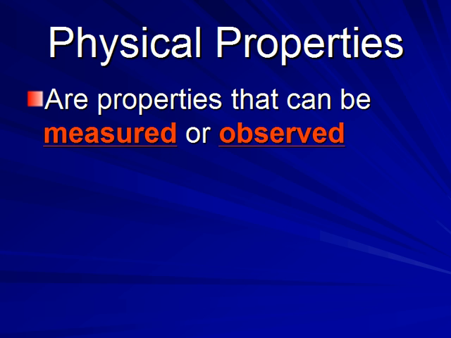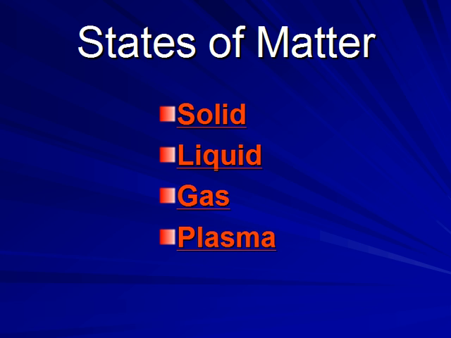Now, that was chemical properties. Physical properties are properties that can be measured and/or observed. So you can see what color some of the elements are. You can observe certain properties. These are called physical properties. One example of a physical property is the state of matter. Whether something is a solid, liquid, gas, or plasma, you can observe this.